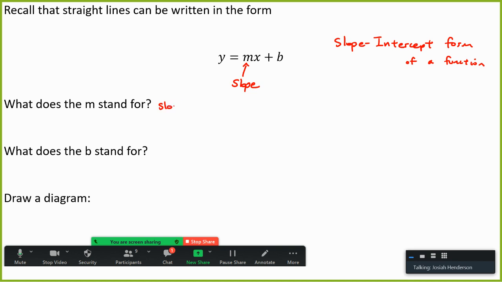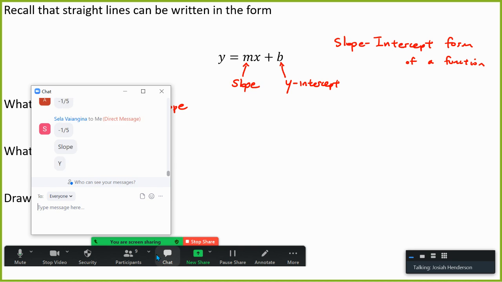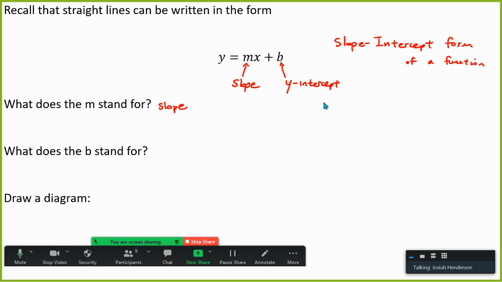What does the b stand for? It stands for the y-intercept. I'm going to label that. It's specifically where it's the y-intercept. Okay, a couple chats. Let me see what you guys are saying. Good, Sella, nice job. It's the y-intercept. And what does that even mean?